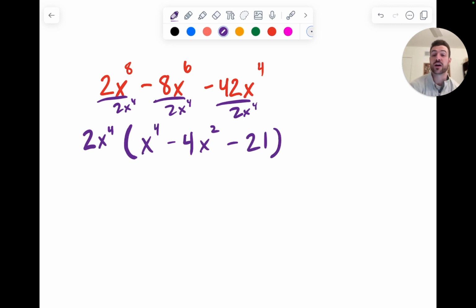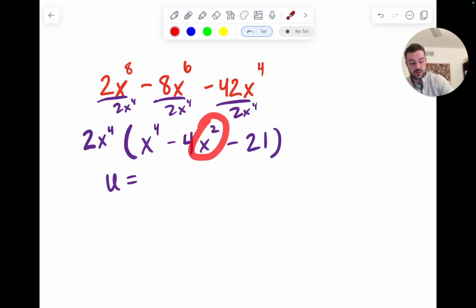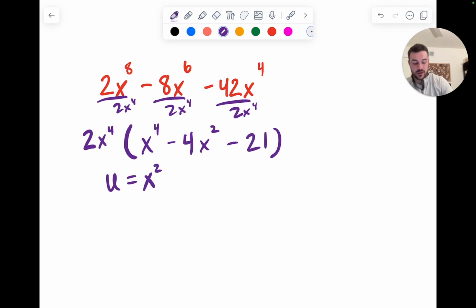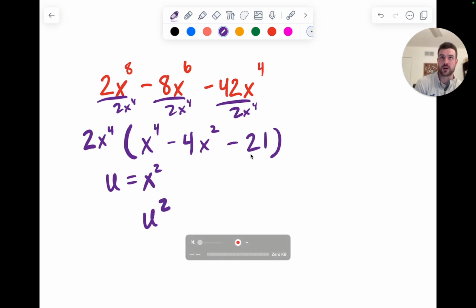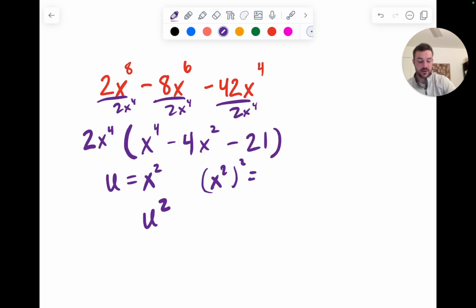Now we're just like our other values where we could use substitution. Since I'm already using x's, I might change this to a u. What I'm going to do is set u equal to my x squared because then I can just write this as, and I guess I don't need the parentheses anymore because we'll come back to this part. I can rewrite this as u squared, because remember, u is x squared. X squared squared is x to the fourth, which is our first term. So I've got u squared minus 4 times u minus 21.